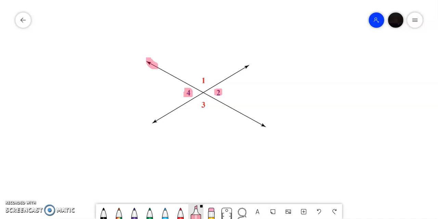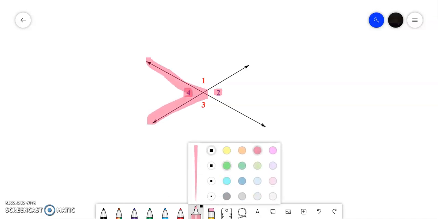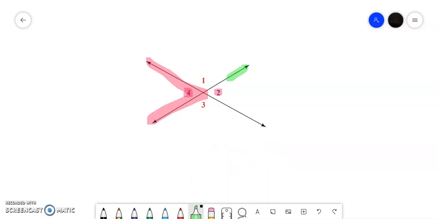So this is angle 4 right here, and this is angle 2. As you can see, they reflect about each other, almost like a mirror. And they also have the same degree measure. For example, if angle 4 is 20 degrees, which is probably a little bit bigger than that, then angle 2 is also going to be 20 degrees.